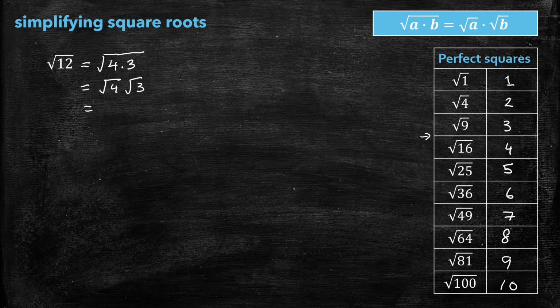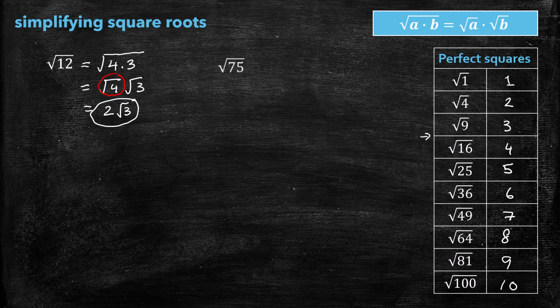And why would we do that? Why does that simplify matters? Well, that's because we know the answer to the square root of 4. It is 2. We do not know the answer to the square root of 3, so we leave it as is. And the answer, simplifying the square root of 12, results in 2 rad 3.